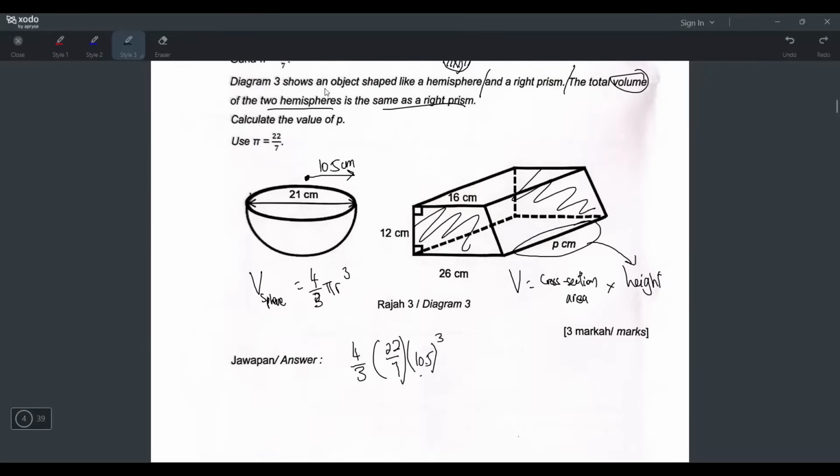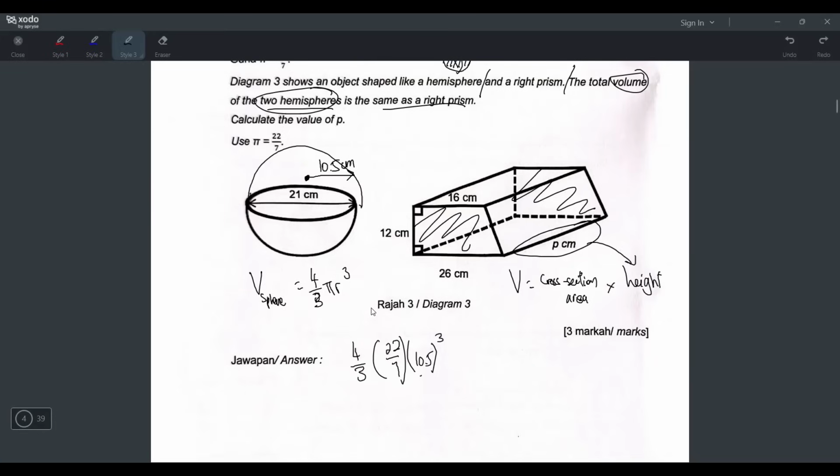Okay, but they say two hemispheres, right? Okay, sebenarnya tak payah. Sebab two hemispheres, it means you dapat satu sphere lah. So that's why you just use the volume of sphere formula, cukup ni. Yang ni tak payah darab 2 dah. No need to times 2 or divide 2. Because this is already the volume of two hemispheres.